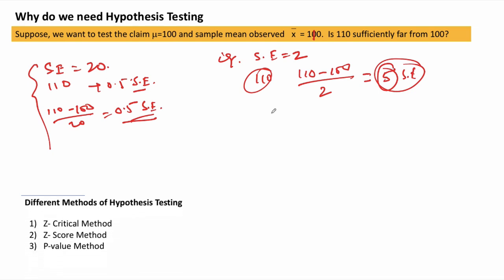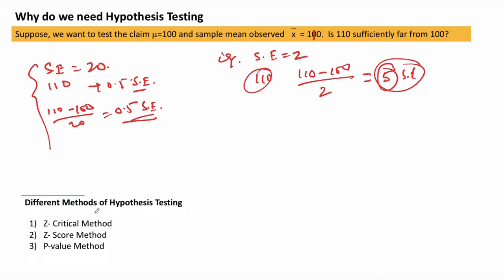Now if I ask you what are the different methods of doing this hypothesis testing, I will say there are 3 different types of methods. One is the Z critical value method, the Z score method, and the p value method, right? Through all of these 3 methods, we can analyze the hypothesis and say whether it is correct or wrong, right?